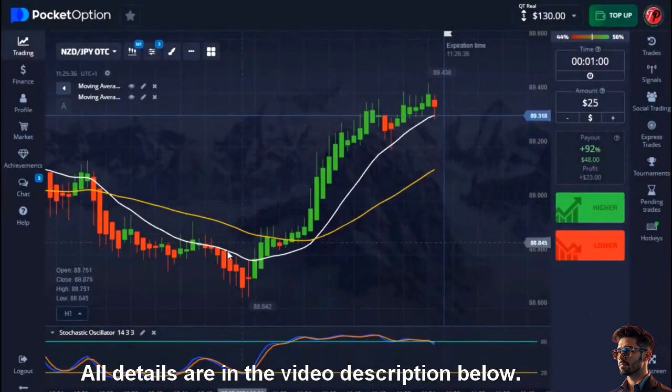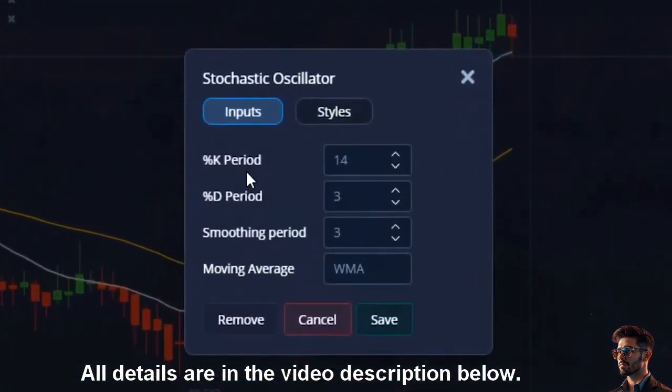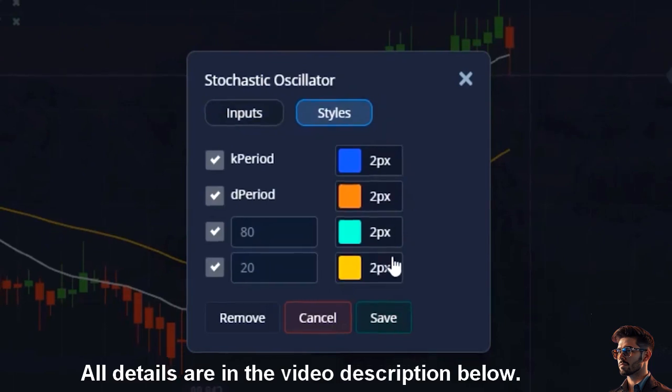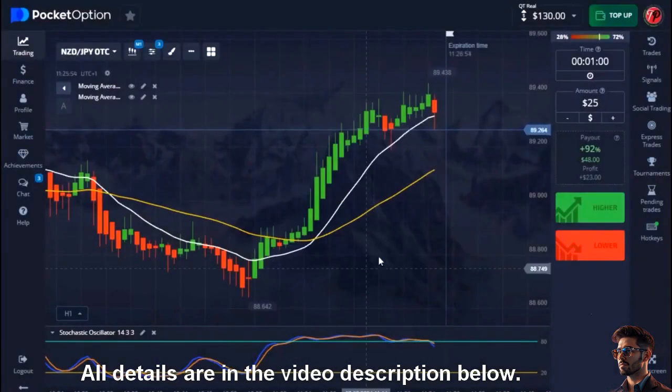The last indicator I use is called the stochastic oscillator. The keeper, it's actually a default setting anyway. The only thing you need to change is this moving average here to WMA. So when you're done, come over to the style part here, make sure you set all the lines to be 2 pixel. That's pretty much it. So when you're done you hit set. So it's a very simple strategy, guys.